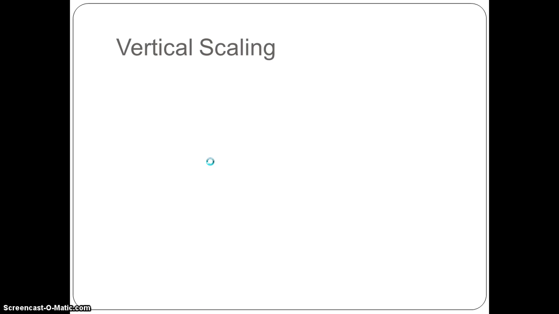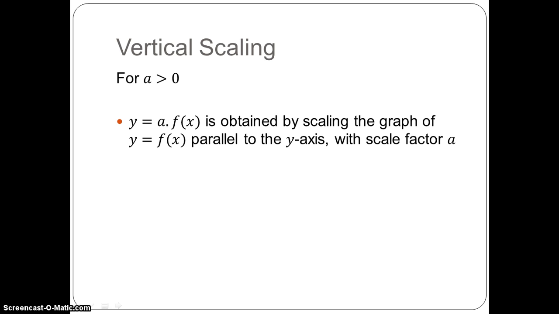This can be generalized as the following. For a positive constant a, y is equal to a times our function is obtained by scaling the graph of the original function parallel to the y-axis with a scale factor of a. So if I have y is equal to 2 times x squared, this is going to look like y is equal to x squared scaled parallel to the y-axis with scale factor 2.